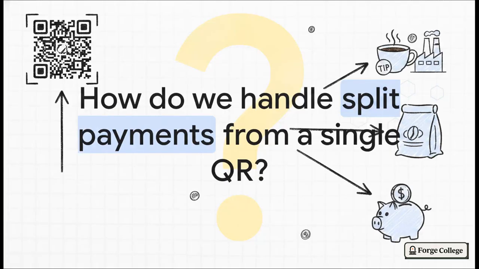So, we've successfully mastered a simple coffee purchase. But this is Web 3, and the architecture allows us to do so much more. What happens when a single QR code scan needs to instantly split that one payment between the barista's tip jar, the bean roaster's account, and a tax wallet, all simultaneously within the exact same transaction? Well, that is exactly what we're diving into in our next module on split payments.